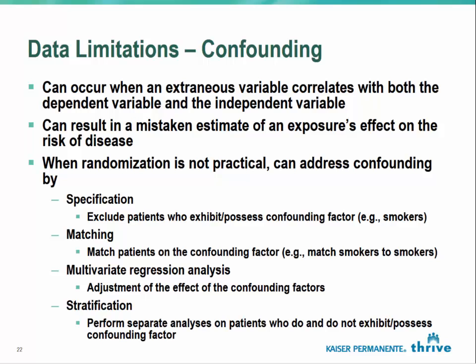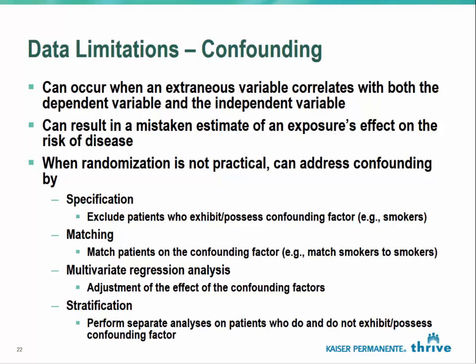We can address confounding in a couple of ways. Specification. In that case, we just exclude the patients that have a confounder. Say we're looking at cardiovascular disease and we just don't want to have smokers in there, because the exposure would be whether the patient received an intervention of some sort, and the outcome would be death. We know smoking is related to both. We can just exclude smokers from there.